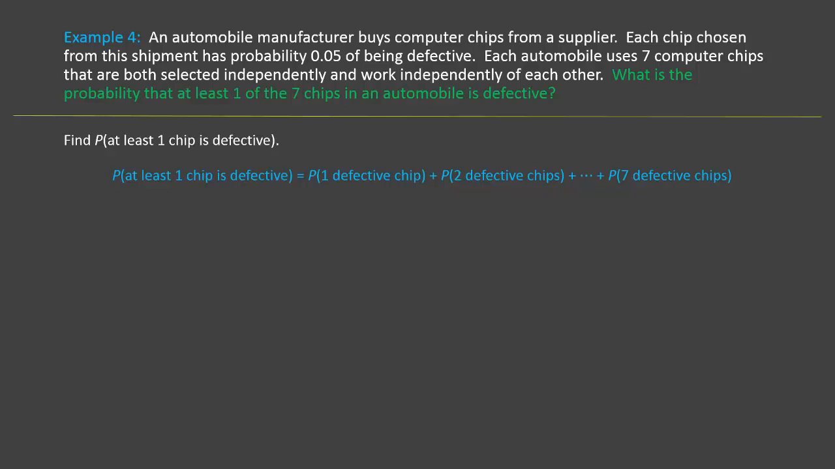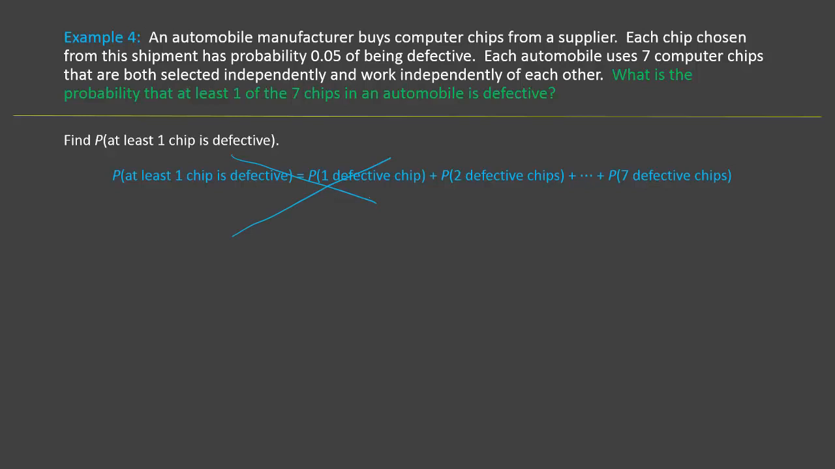Or maybe there's 3 chips out of the 7 that are defective. Or maybe all 7 chips are defective. All of these scenarios satisfy the event at least one is defective. Hopefully you see that solving this problem with this approach could be quite tedious. Luckily, there's another way. So we don't want to try this approach here.